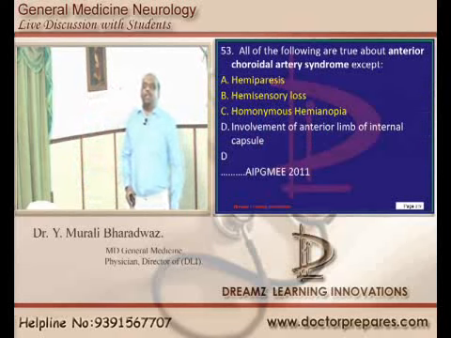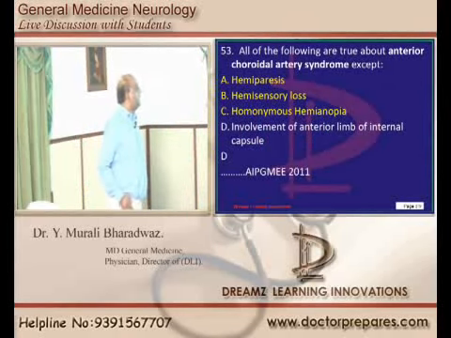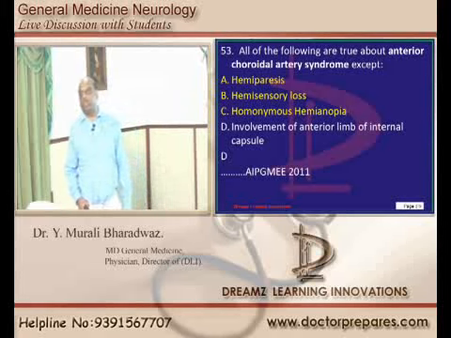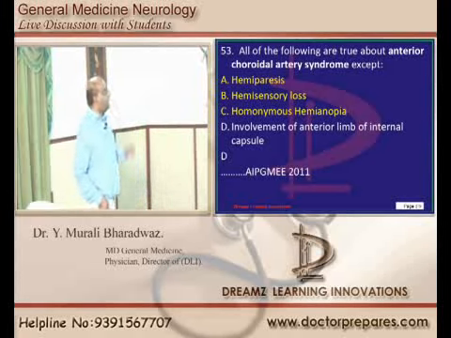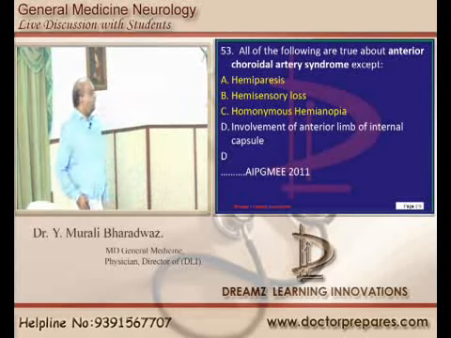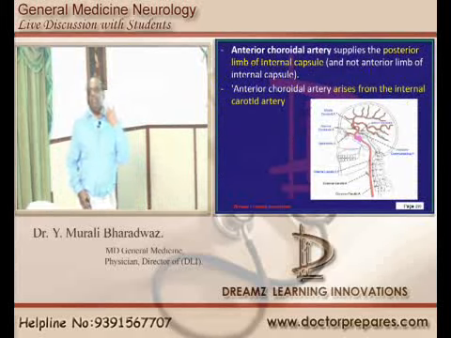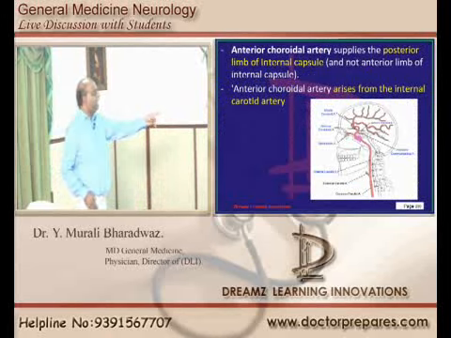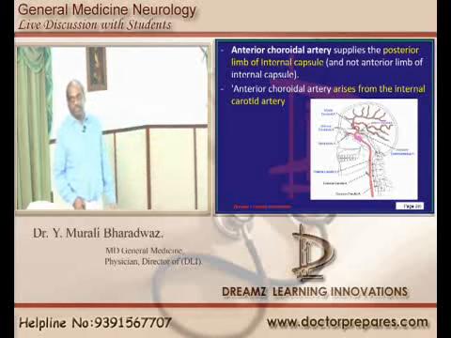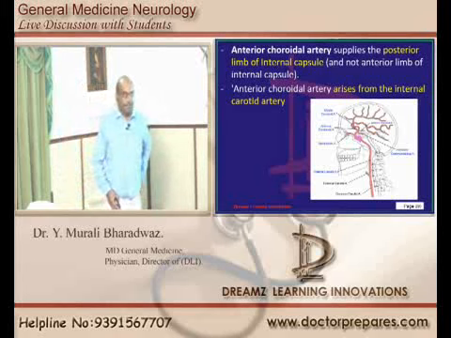Anterior choroidal artery syndrome, a question from All India 2011: what are the features that you come across? First, where is the anterior choroidal artery? You know very well that the internal carotid does not give away any branches in the neck. Later it will give rise to the ophthalmic artery, anterior cerebral artery, middle cerebral artery, anterior choroidal artery, and posterior communicating artery. So you must know the branches of the internal carotid.